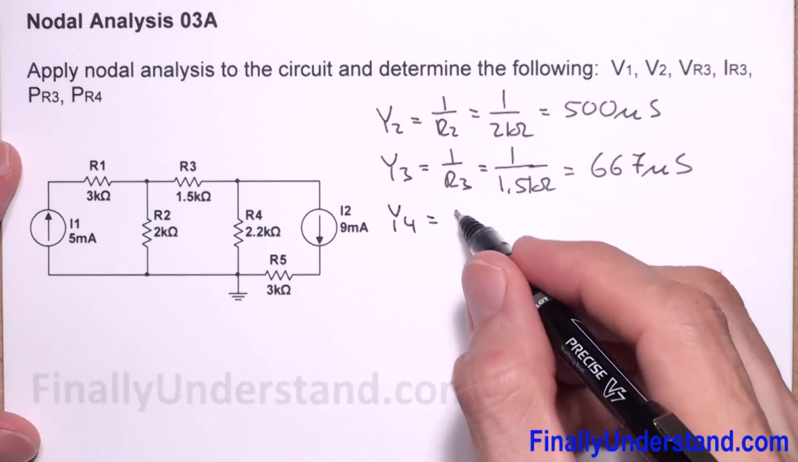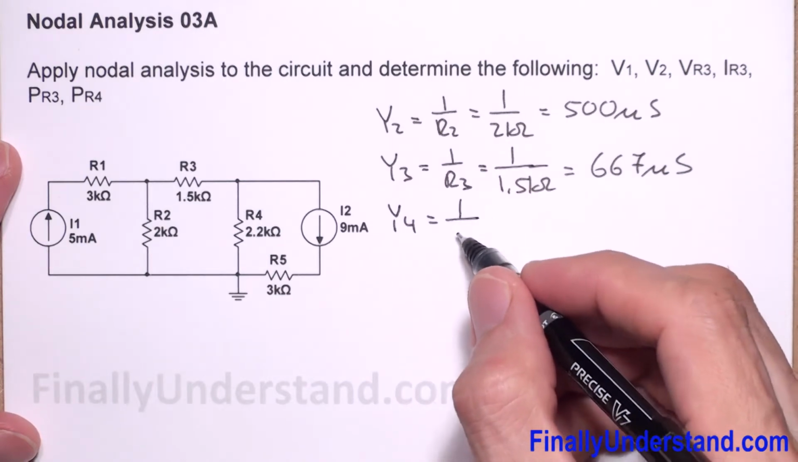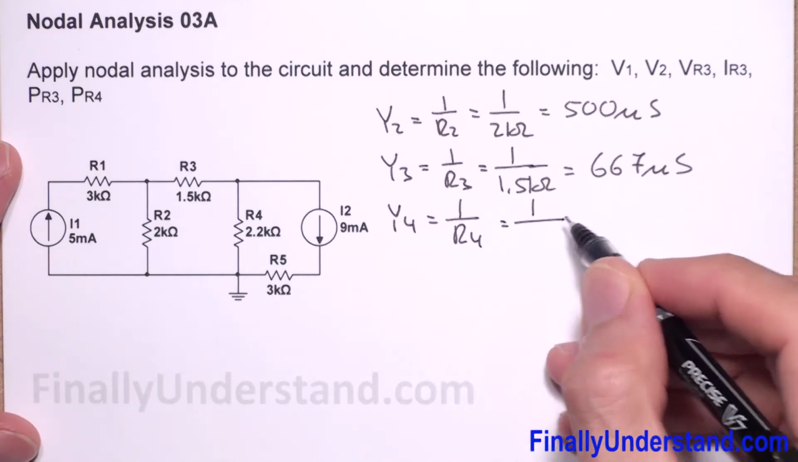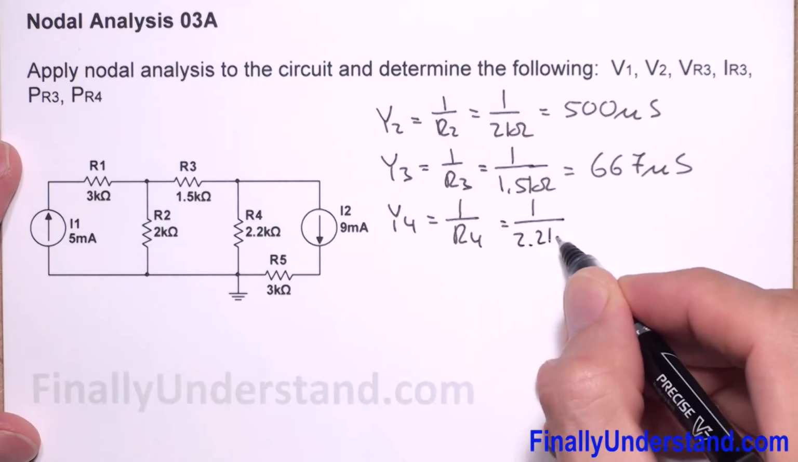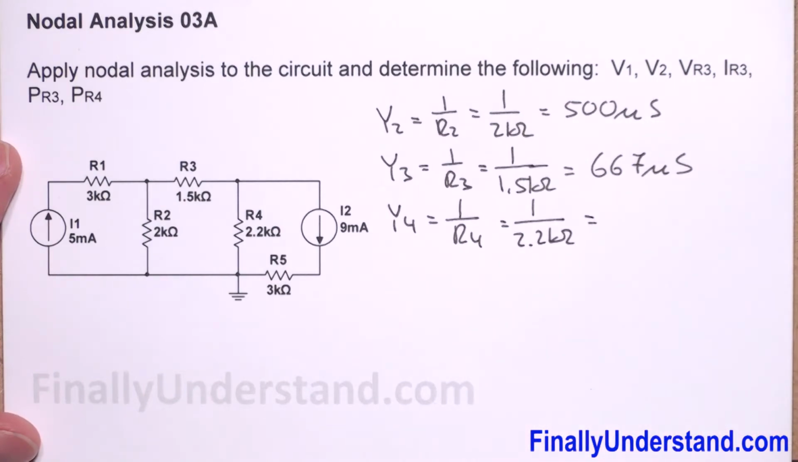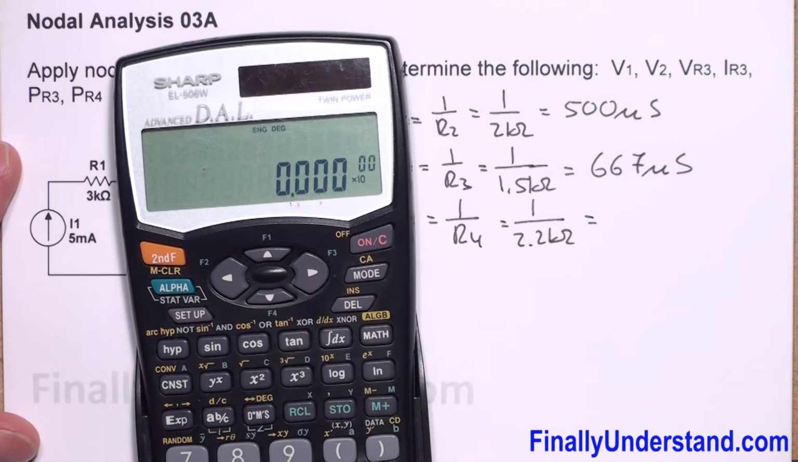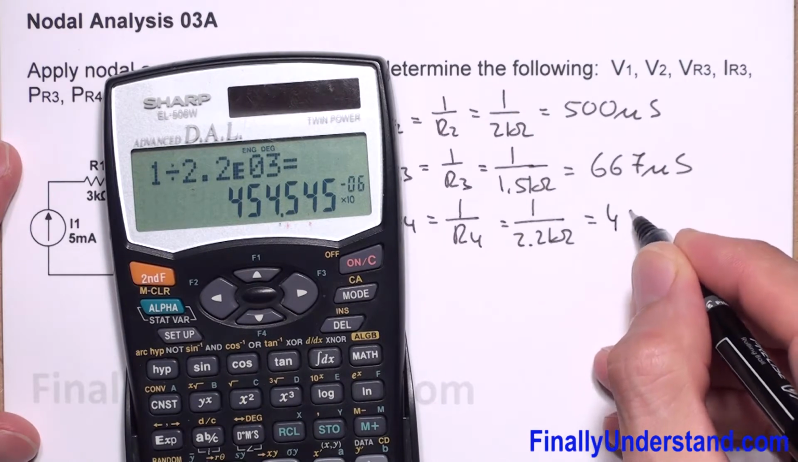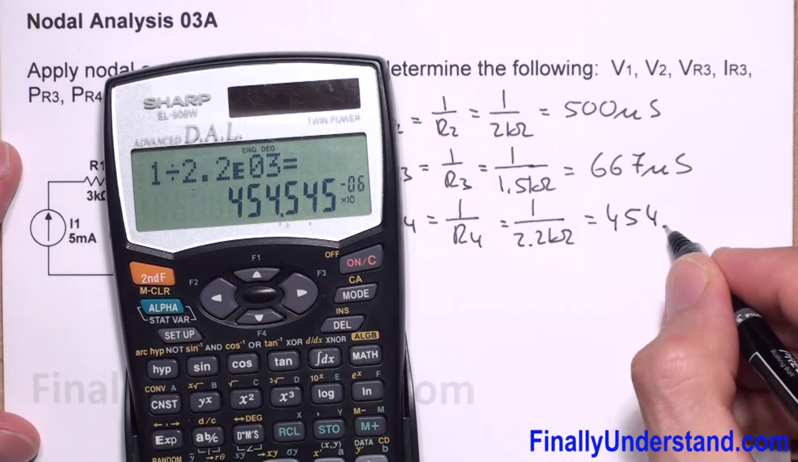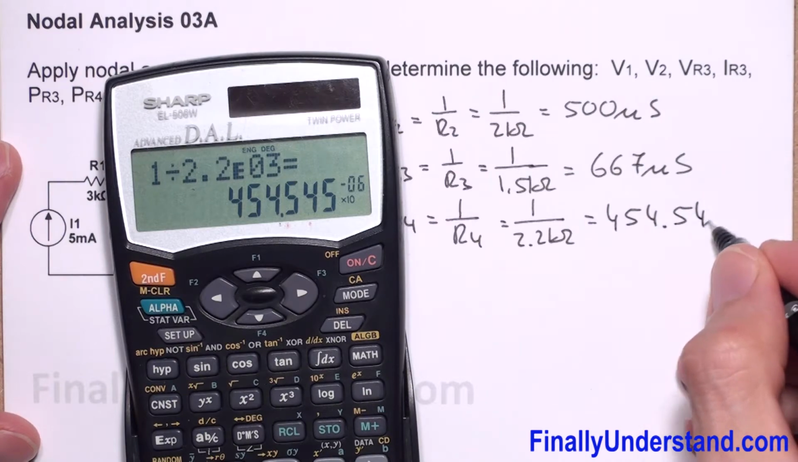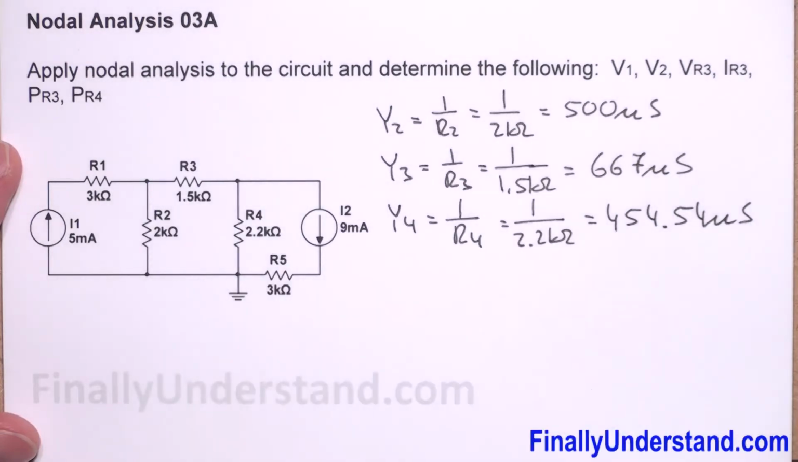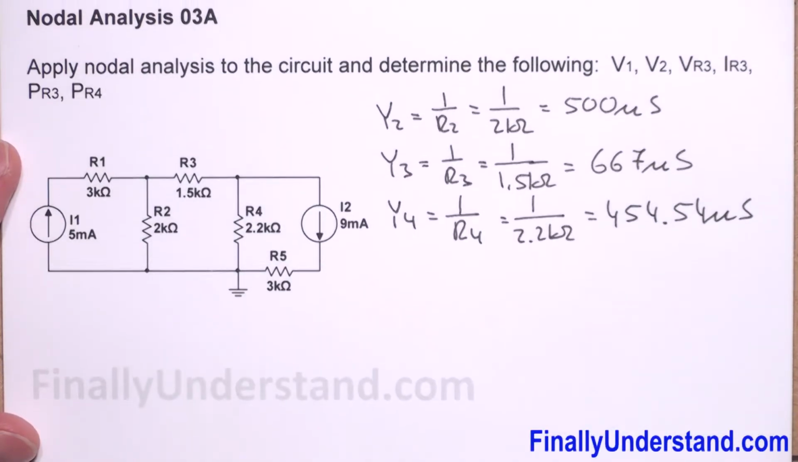Next I'm supposed to find Y4. Y4 is equal to 1 over R4. This is equal to 1 divided by 2.2 kilo ohms, which is equal to 1 divided by 2.2 exponent 3, which equals 454.54 microsiemens.